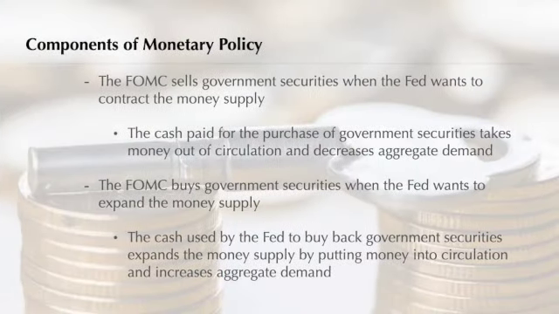How does the Fed decide whether to buy or sell government securities? If the Fed wants to contract the money supply, it does so by selling government securities. The cash paid for the securities is ultimately withdrawn from bank reserves, thus shrinking the money supply and decreasing aggregate demand. When the Fed wants to inject money into the economy, on the other hand, it buys back government securities.